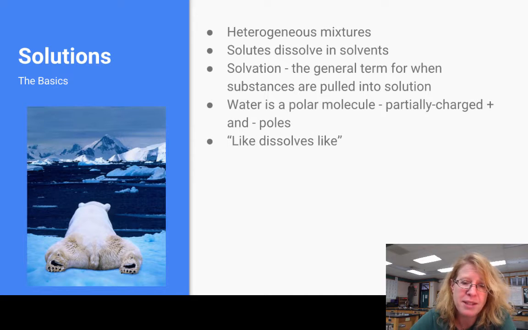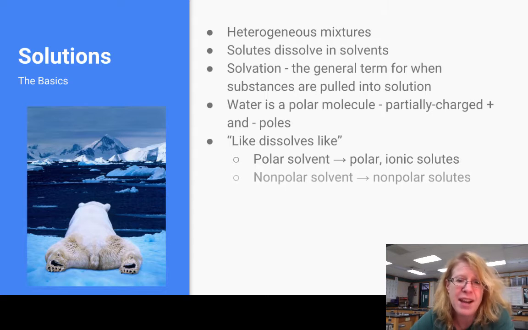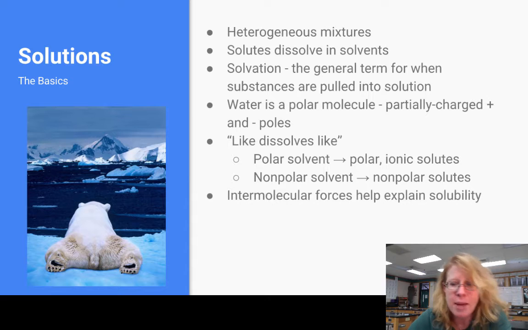We talked about the process of like dissolves like, that things with charges will dissolve other things with charges, and things without charges will dissolve other things without charges, so that's kind of easy. So polar solvents will dissolve things that are either polar or ionic. If you've got a nonpolar solvent like oil, it will only dissolve other things that are also nonpolar in nature.